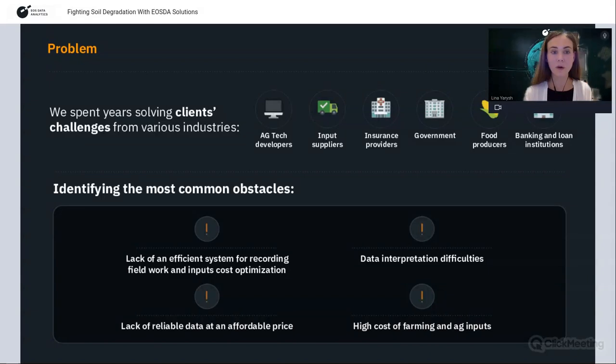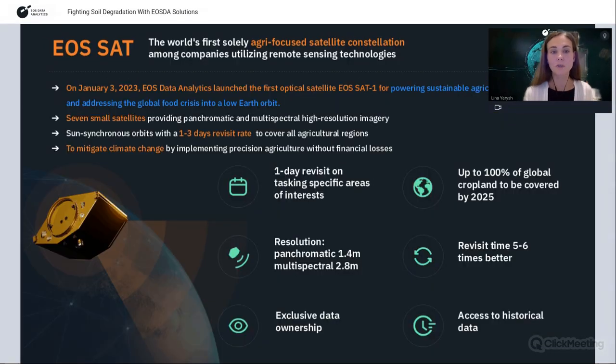Also they have difficulty interpreting the data they get. For those who have worked with NDVI or MSAVI for a long time, green is good, red is bad, but it's not as easy as we might think. So that's why we decided to launch our own satellite to cover all those bottlenecks.